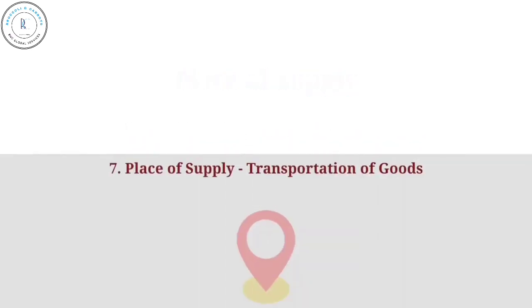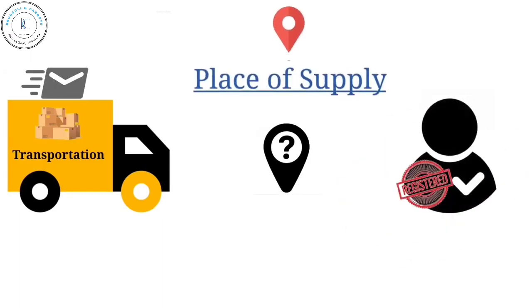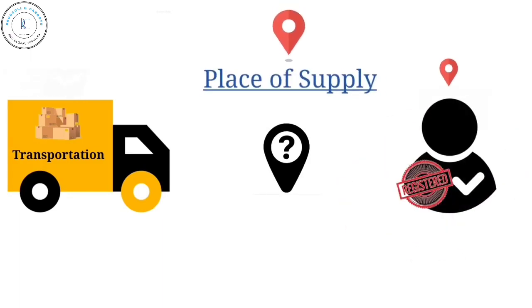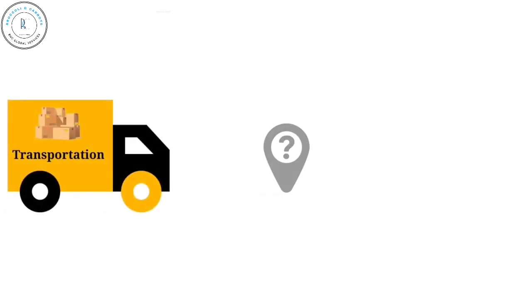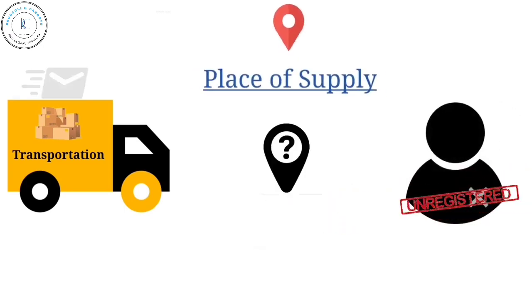Today, we shall be discussing the concept of place of supply in case of transportation of goods. Where the service of transportation of goods, including by mail or courier, is provided to a registered person, place of supply will be location of such person, that is receiver. Where it is provided to an unregistered person, place of supply will be location at which such goods are handed over for their transportation.